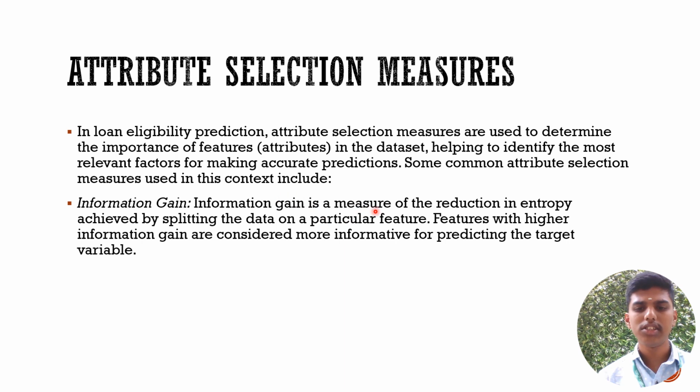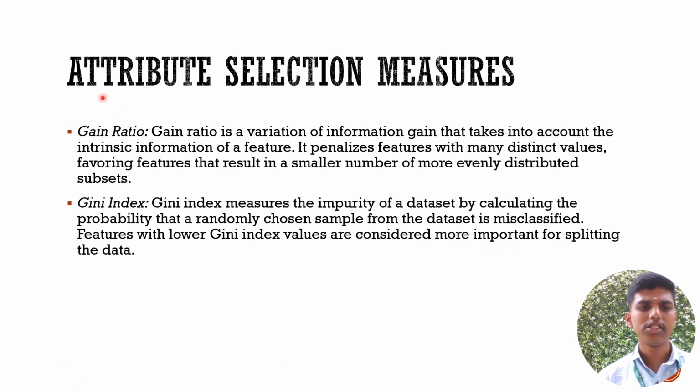Information gain is a measure of the reduction in entropy achieved by splitting the data on a particular feature. Features with higher information gain are considered more informative for predicting the target variable. Next is gain ratio. The gain ratio is a variation of information gain that takes into account the intrinsic information of a feature. It penalizes features with many distinct values, favoring features that result in a small number of evenly distributed subsets.